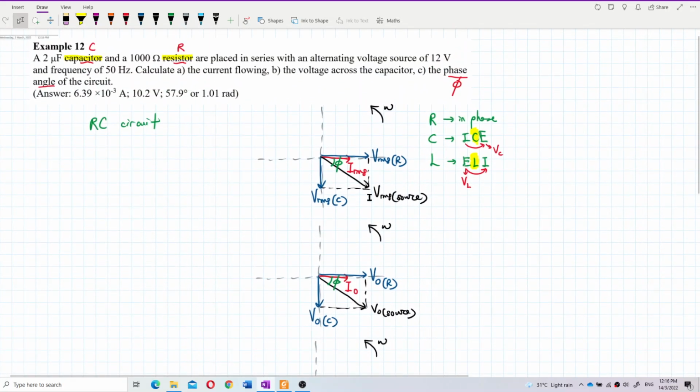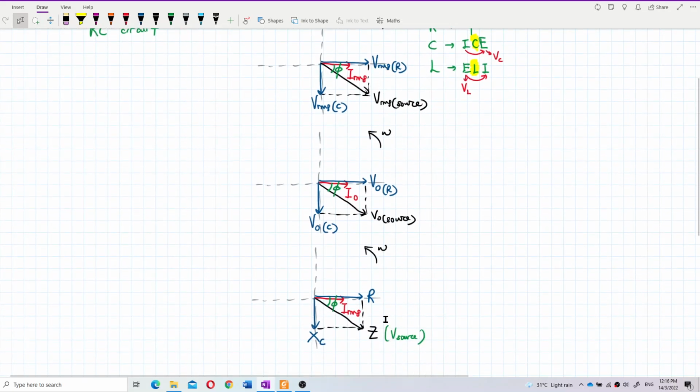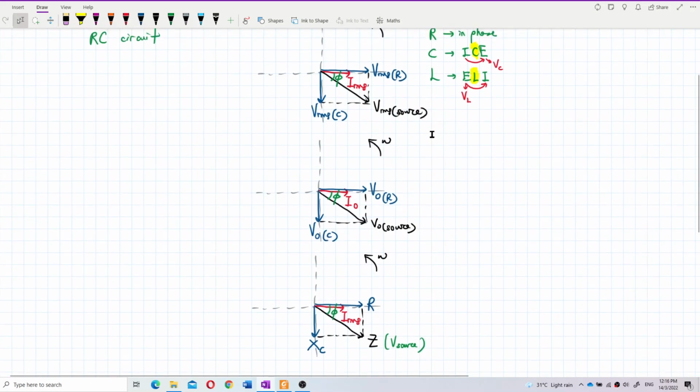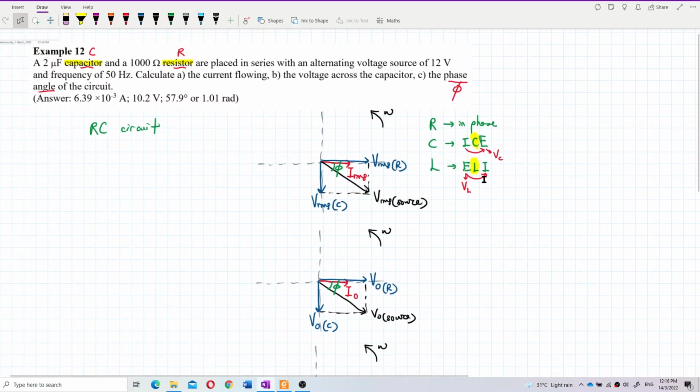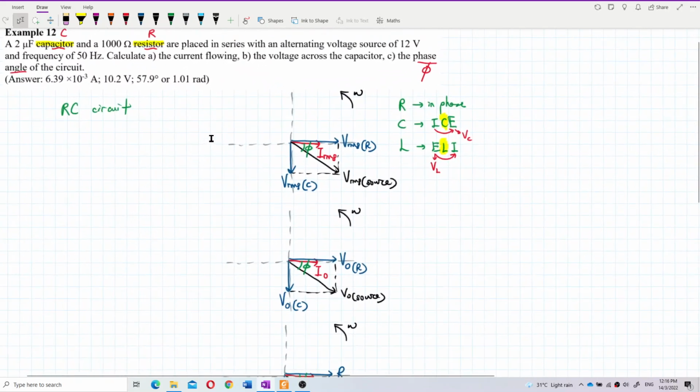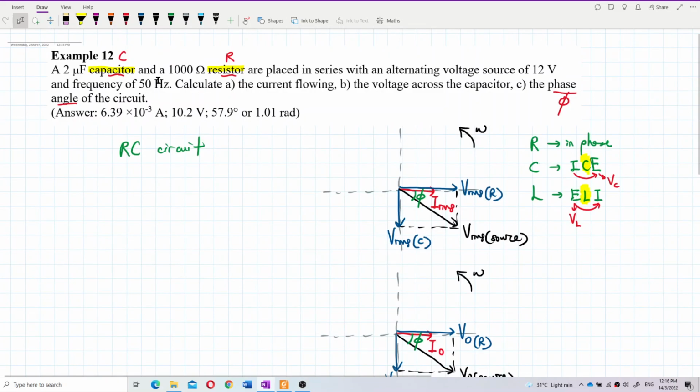This is the diagram for the RC circuit. VR is always on the x-axis, and VC is always below, on the negative y-axis. Remember: in R, current and voltage are in phase; for a capacitor, I leads, ELI and ICE; for an inductor, it's the other way round. Remember that. Okay, now let's do the questions.